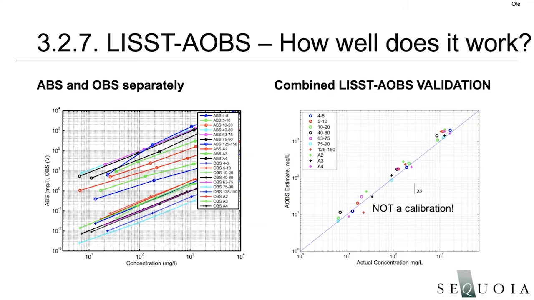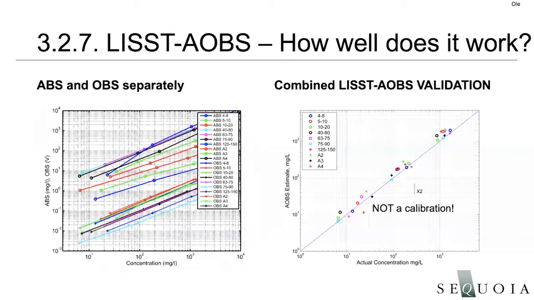So how well does it actually work? Here there's a lot of data, especially on the left plot, so let's see if we can keep track of that. You can see there's a number of curves on the left plot. Some are with pluses, they are turbidity data. Some are marked with circles, and they are ABS data. And all the data are from samples of particles with various size ranges. You can see there's some 4 to 8, 5 to 10, 10 to 20, and so on, particle sizes.